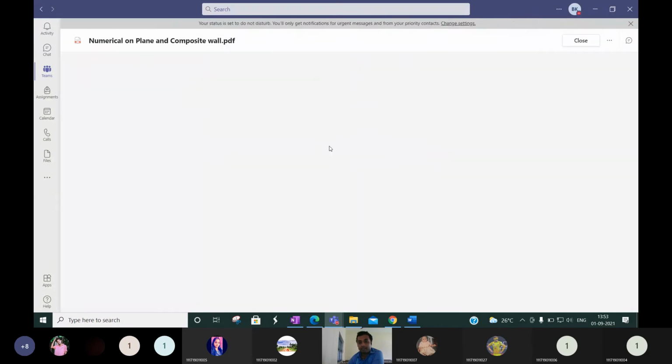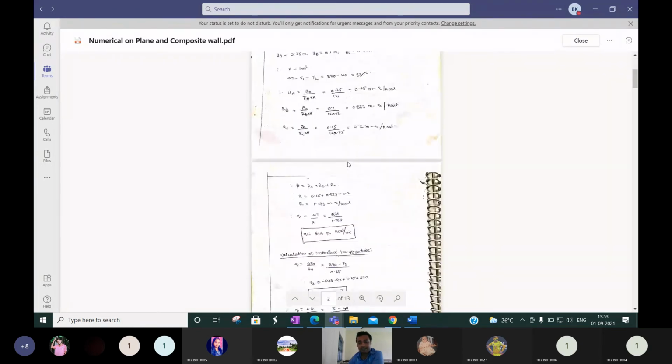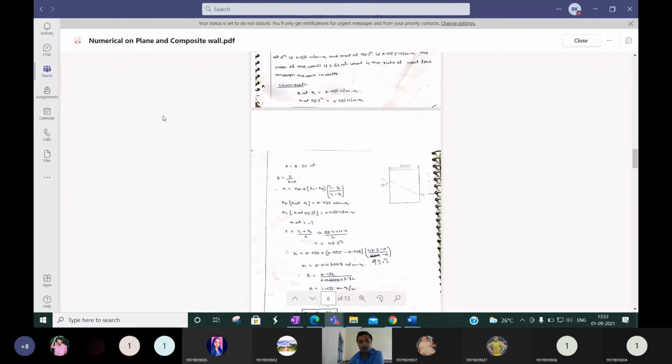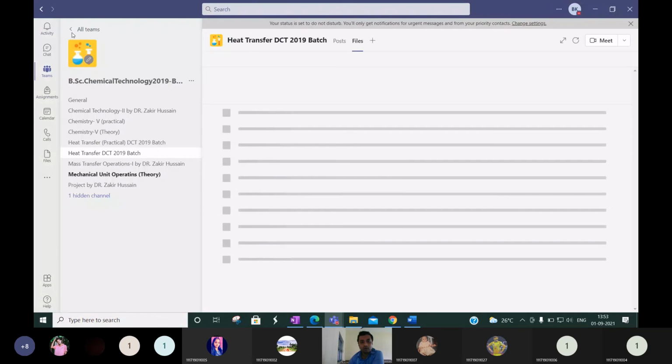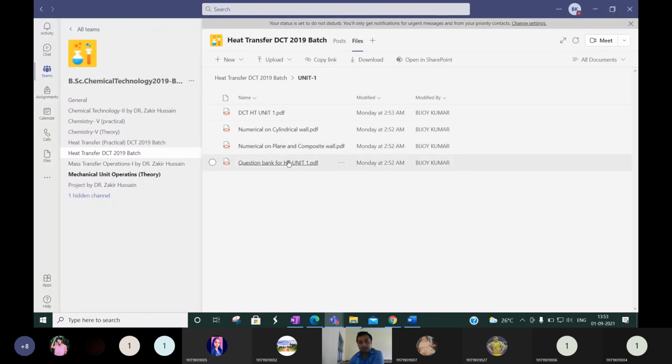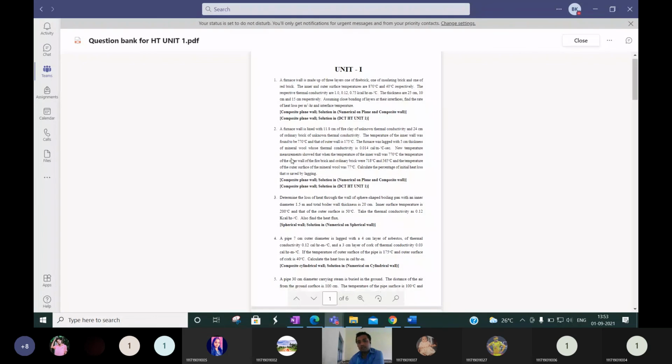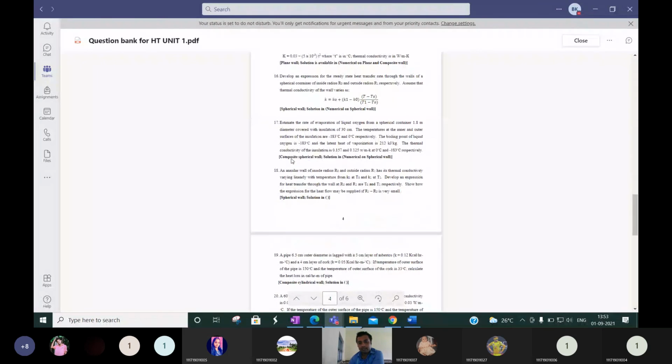If you open it, you can find the hand notes where the solution of every problem was mentioned. So kindly go through the notes. Go through this question bank. Kindly go through this question bank.